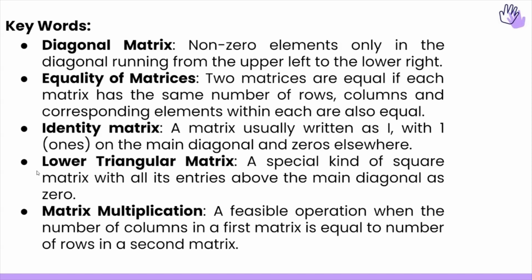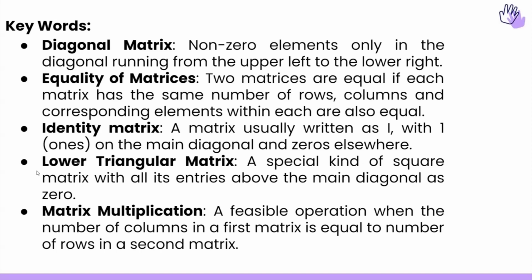Equality of matrices: two matrices are said to be equal if each matrix has the same number of rows and columns, and corresponding elements within each are also equal. If I give you two matrices A and B and ask you to check their equality, then A must have the same number of rows as B, the same number of columns as B, and the elements in A must be the same as the elements in B.